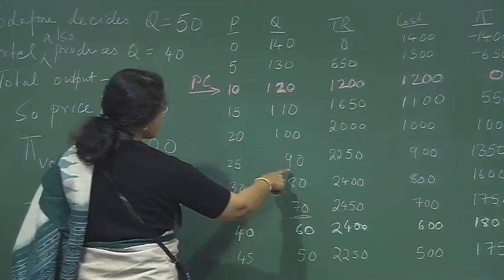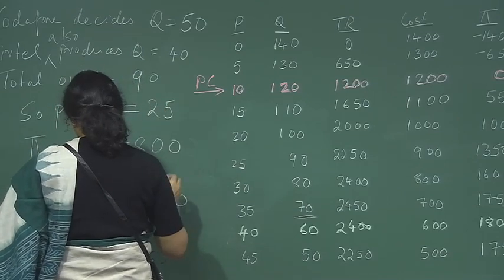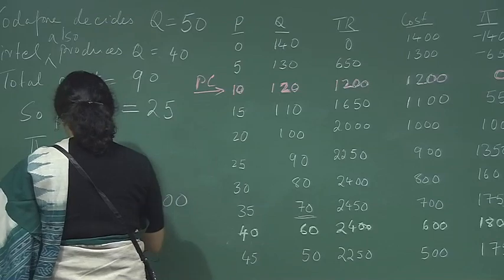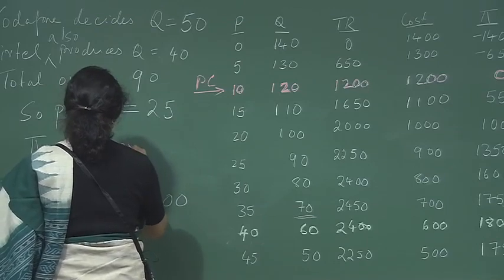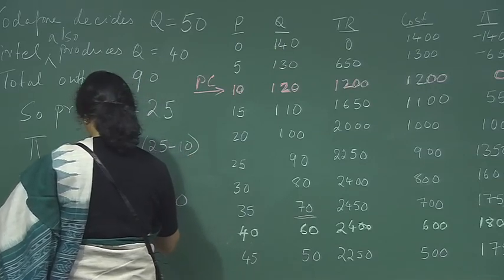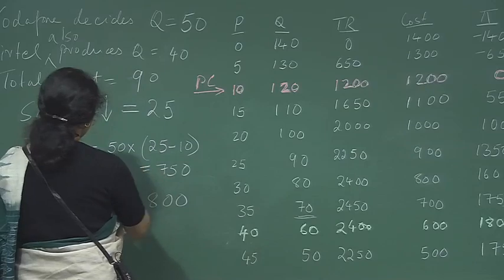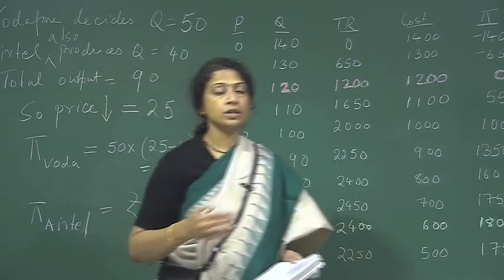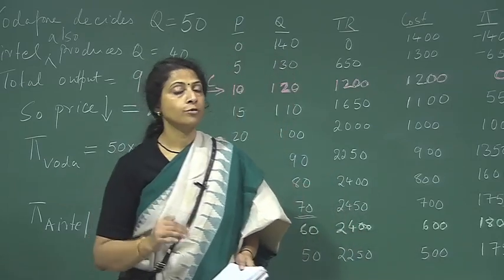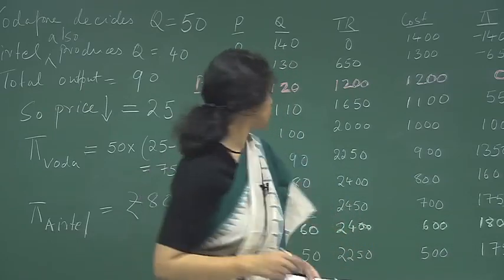So price will be 25, and Vodafone's profit will reduce to 50 into 25 minus 10, equals 750. So in that case, if Vodafone decides to increase its output even further to 50 units, its profit is going to fall from that at 40 units. So it is not going to increase its output and it is just going to continue to produce 40 units.